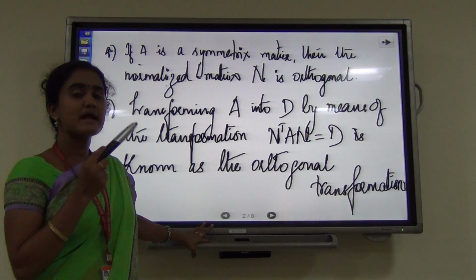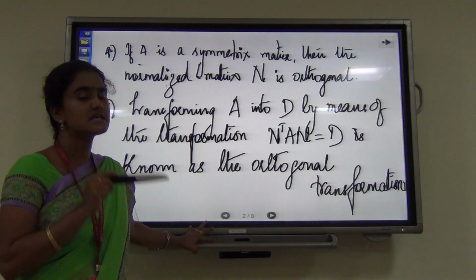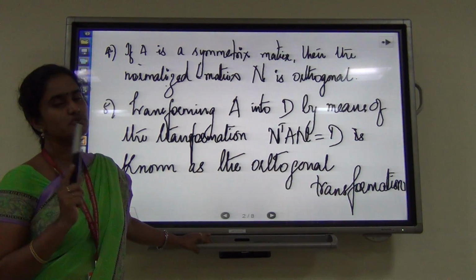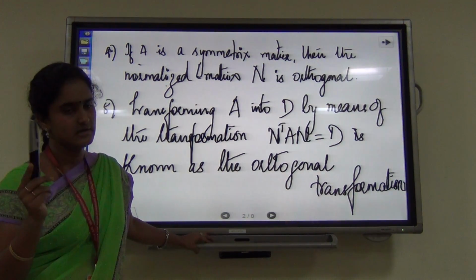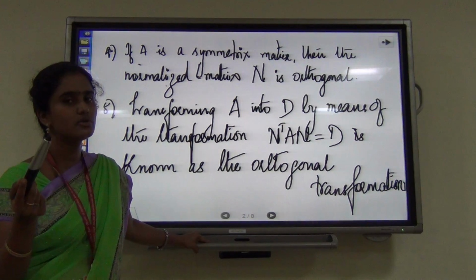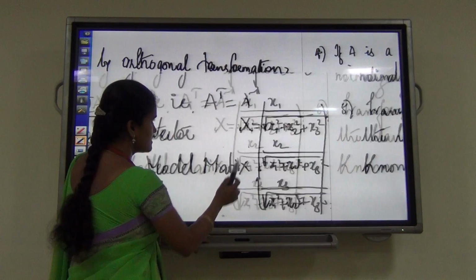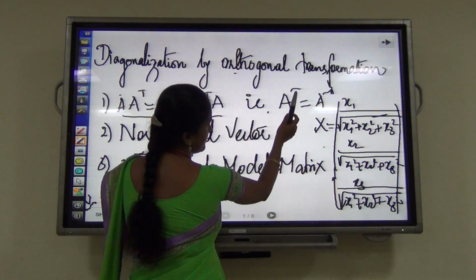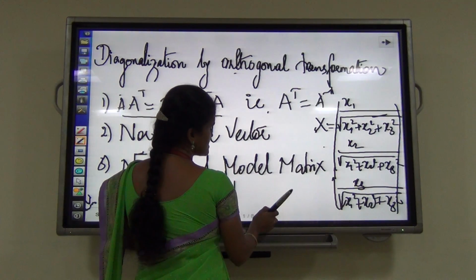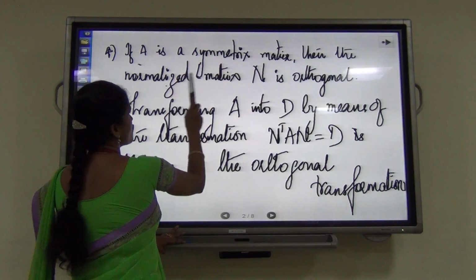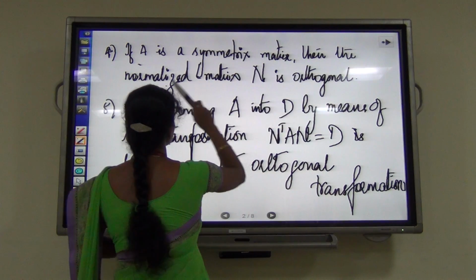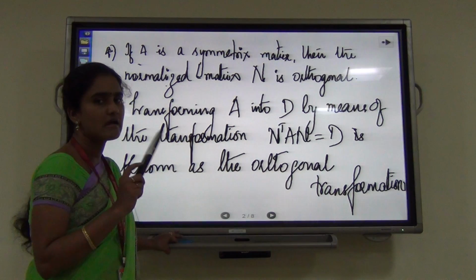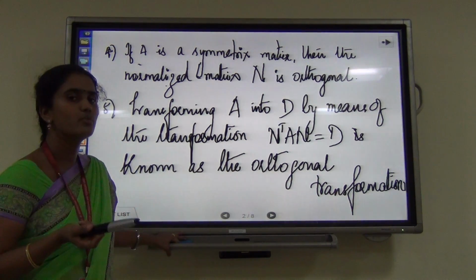What do we mean by this matrix being orthogonal? It means N transpose N is equal to I, that is, N transpose is equal to N inverse. That's why, as per the definition we just gave, for a matrix to be orthogonal we say its transpose is equal to its inverse. So here the normalized matrix N is orthogonal, so N transpose is equal to N inverse.